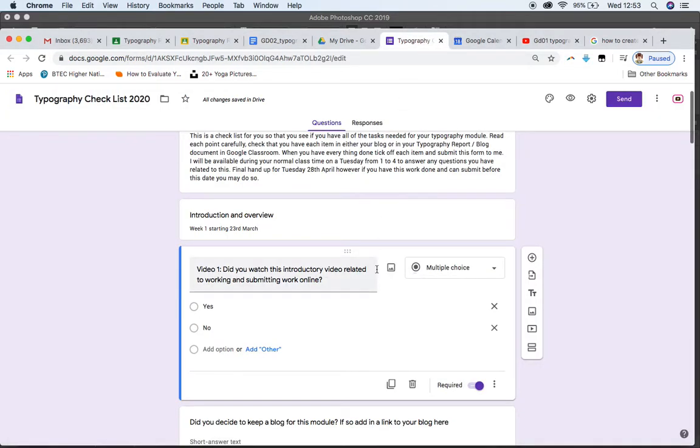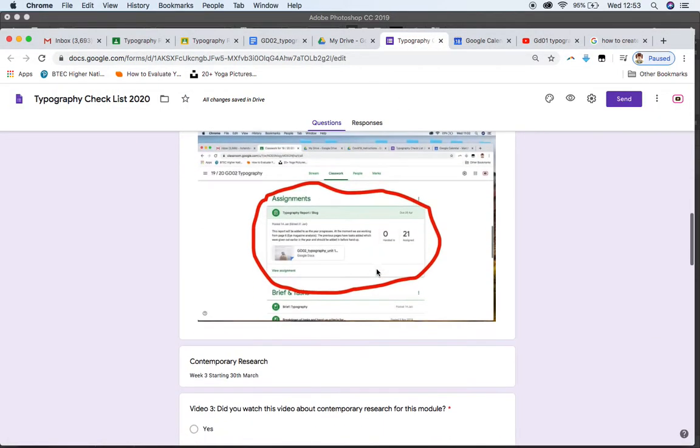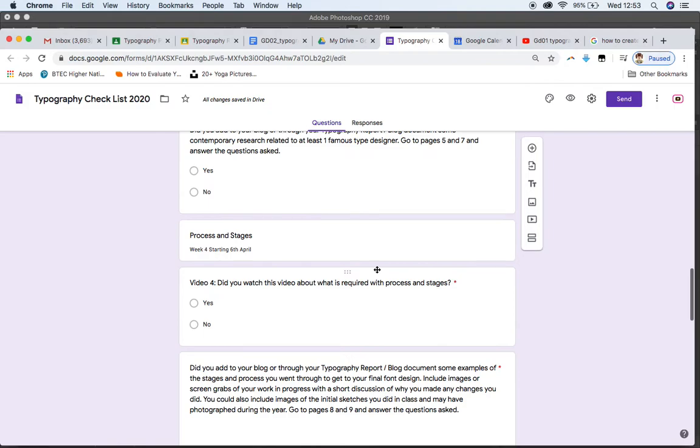So this next section, which I think we're down to part 4, am I right? Yeah, process and stages.